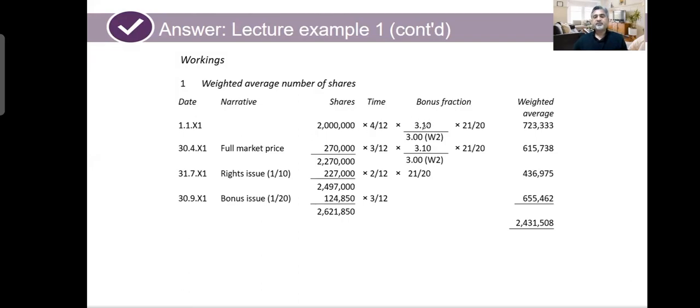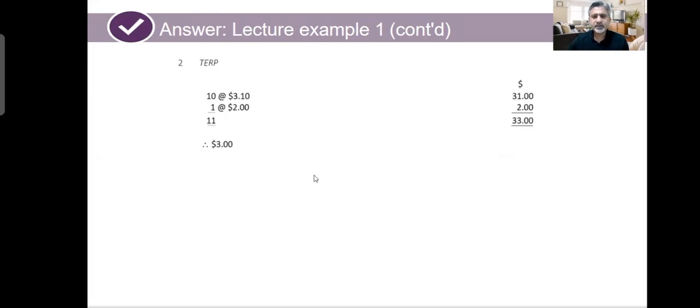And the bonus fraction was 3.1 divided by 3. How did I calculate this bonus fraction? Because we calculated our TERP, and TERP was 3. So the market price was 3.1 before. So if actually we need to calculate here, TERP first. First you see TERP.